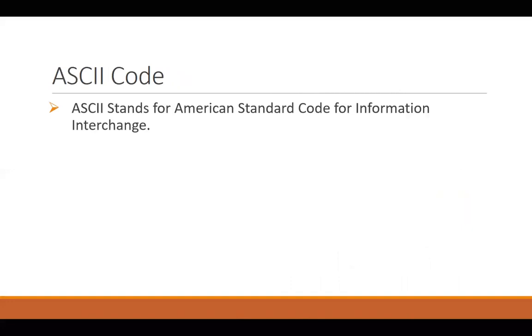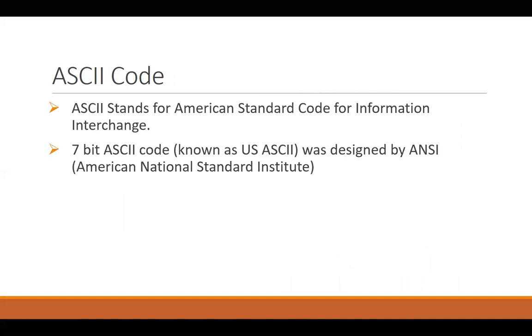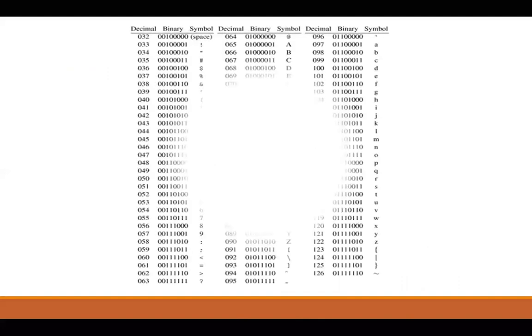Moving ahead, we have the ASCII code. You have already been introduced to the ASCII coding scheme in your O levels. As you know, it stands for American Standard Code for Information Interchange. It was actually developed by ANSI, American National Standards Institute, to represent the English character. So ASCII basically mostly represents the English text.